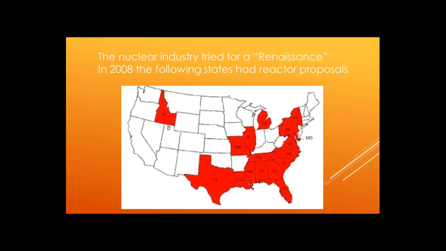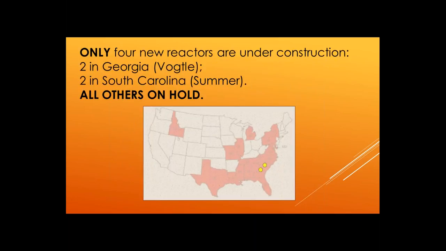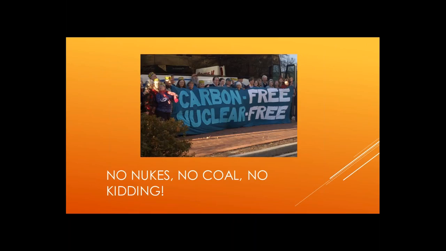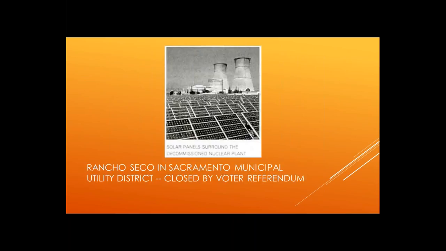1979. After a 40-year dry spell of no new reactors, the U.S. industry tried for a renaissance. There were efforts made in the red states here, showing which states had 1 or more new reactor proposals as of 2008. Only 4 are under construction now, 2 in Georgia at Vogtle, 2 in South Carolina, adding to the Summer site. 1 in Michigan at Fermi is moving along despite challenges. Most others are canceled, on hold, or moving very slowly. The message is really not just no nukes, but no nukes, no coal, no fracking way. Rancho Seco is a nuclear reactor in Sacramento that was closed by voter referendum.